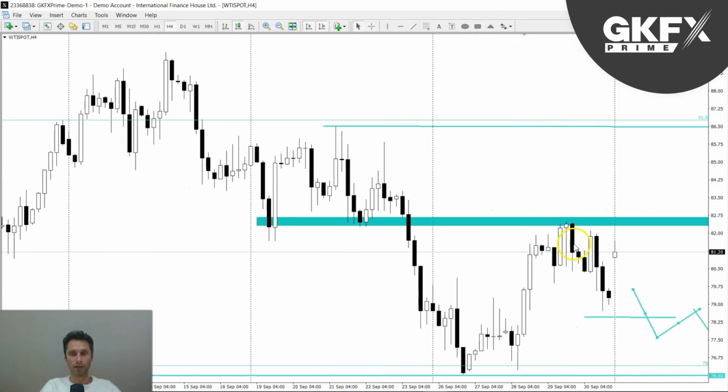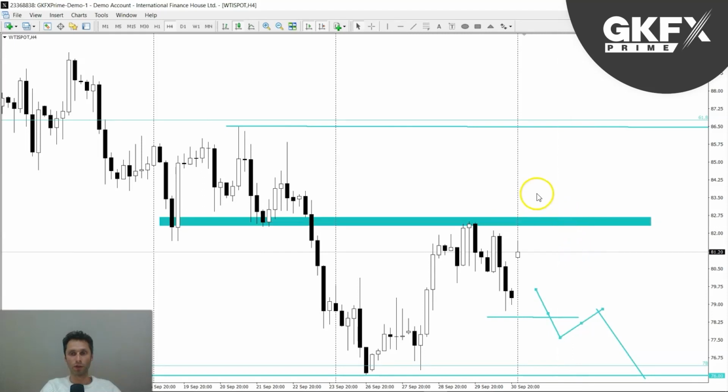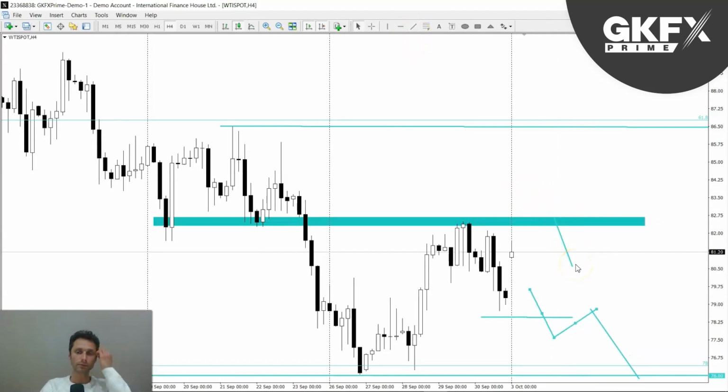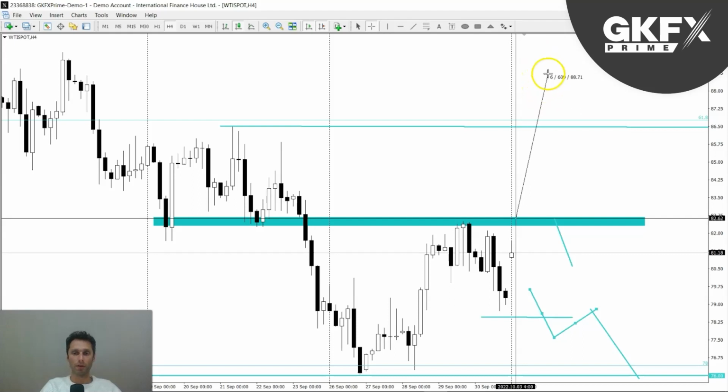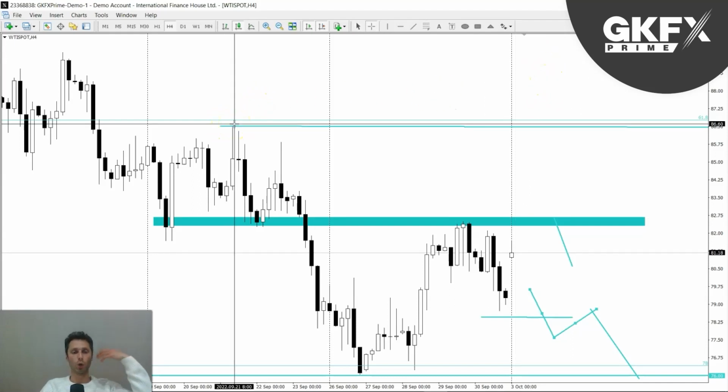So if we get a reaction off this zone, that could also hint at a possible sell. So those are two scenarios there to look for, unless we have massive bullish momentum and then we break through these highs and then the whole scenario breaks down. I have to reassess what happens from there.